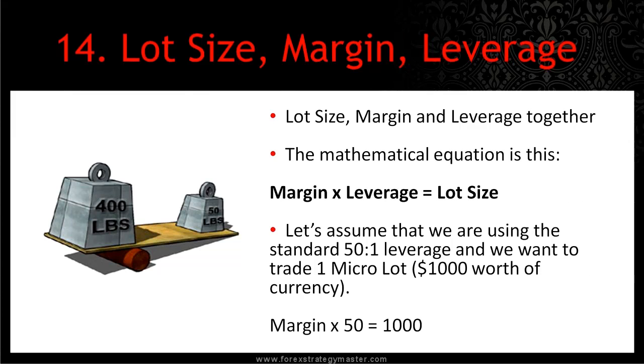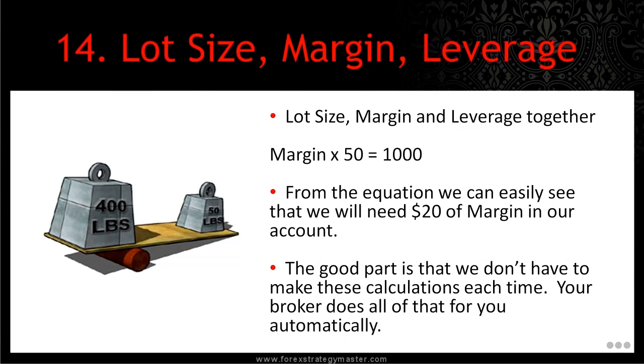Now, lot size, margin, and leverage together. The mathematical equation is this. Margin times leverage will equal the lot size. So let's assume that we're using the standard 50-to-1 leverage, and we want to trade one micro lot. This is $1,000 worth of currency. 50-to-1 leverage is going to equal one micro lot. So our margin, what do we have to put up, times 50 to equal 1,000. From the equation, we can easily see that we'll need $20 of margin in our account. Our $20 of margin times the 50-to-1 leverage, so 20 times 50, is going to give us that $1,000.